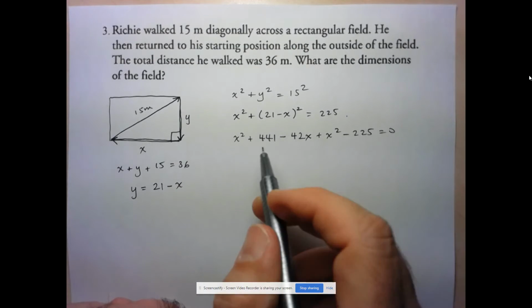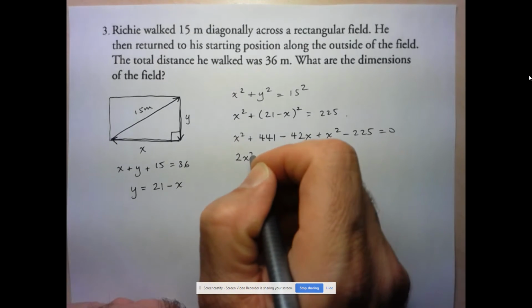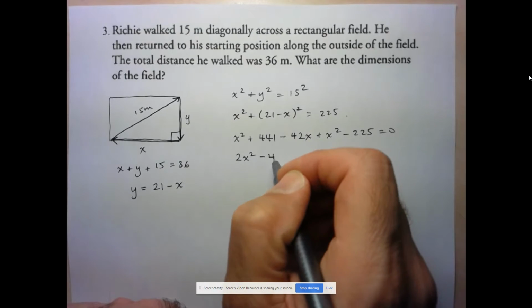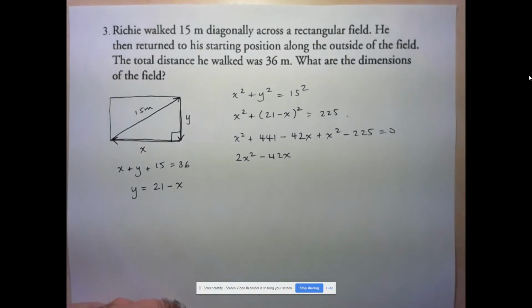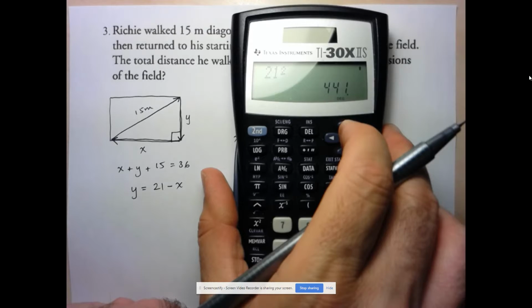So I just need to simplify. So here we have 2x squared. Here we've got minus 42x. And here, 441 minus 225.